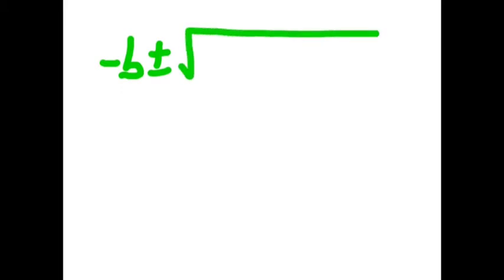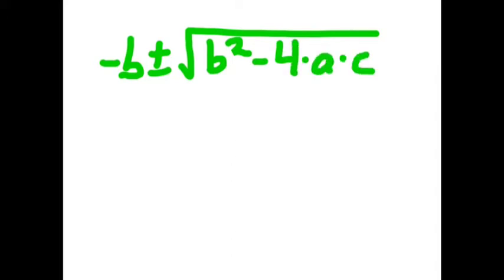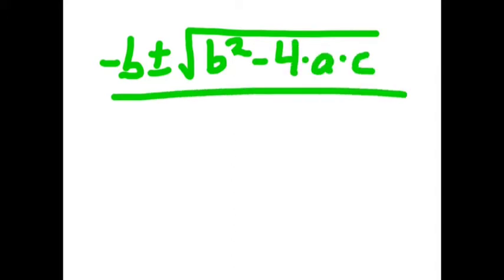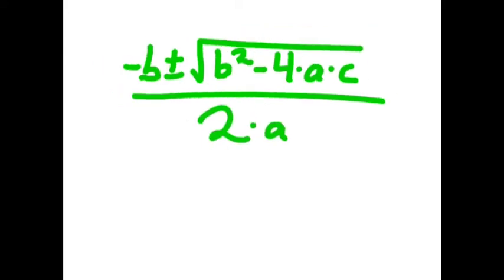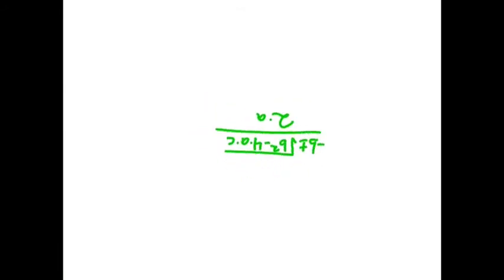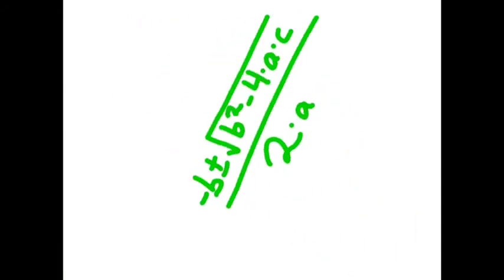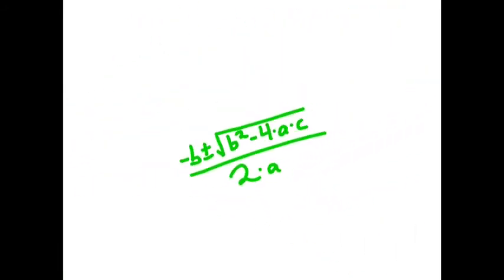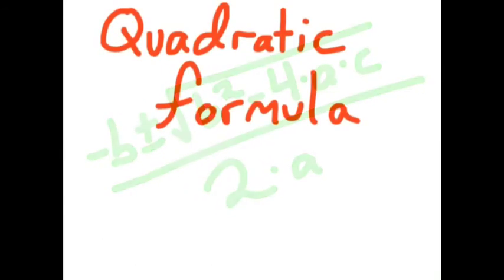It's negative b plus or minus the square root of b squared minus 4ac, all divided by 2a. Bam! Isn't that exciting? Whoa! Upside down, crazy. That's it right there. You just want to remember that. There it is, the quadratic formula.